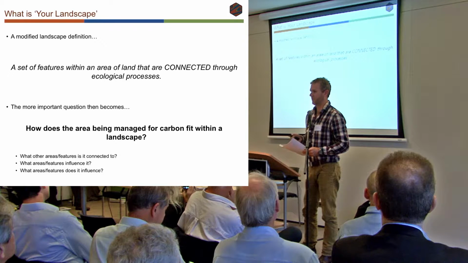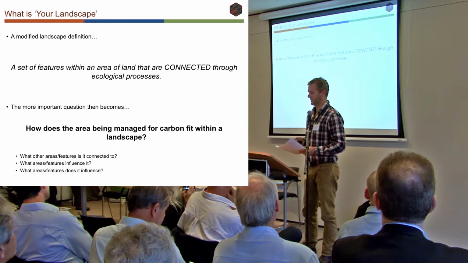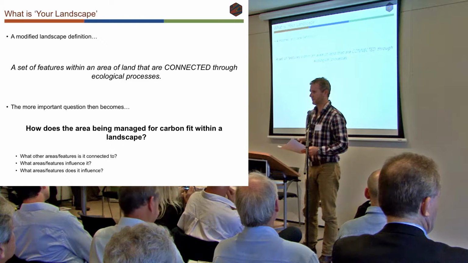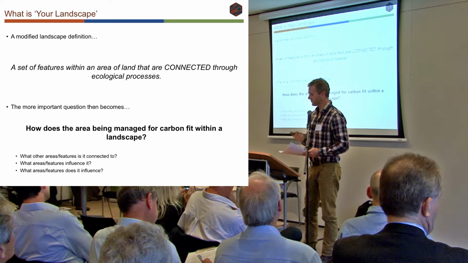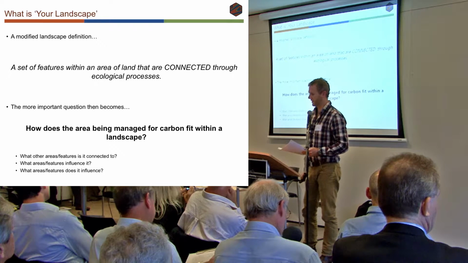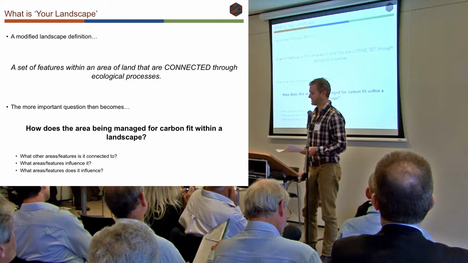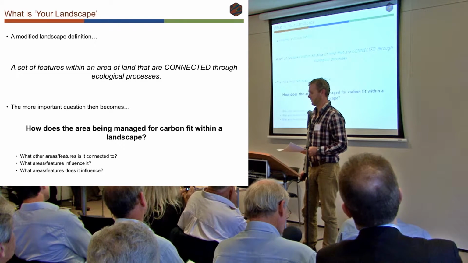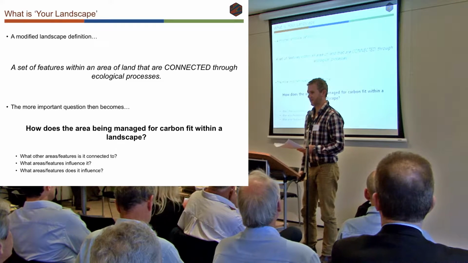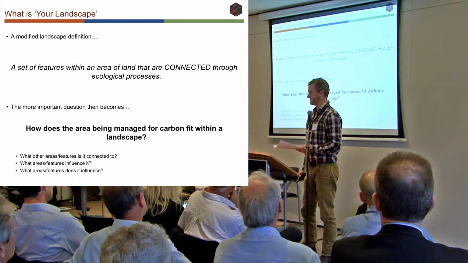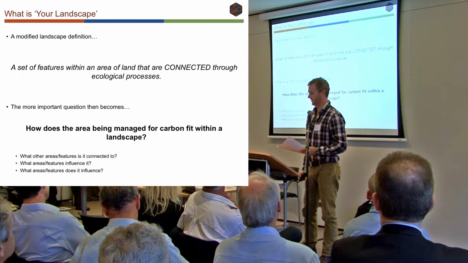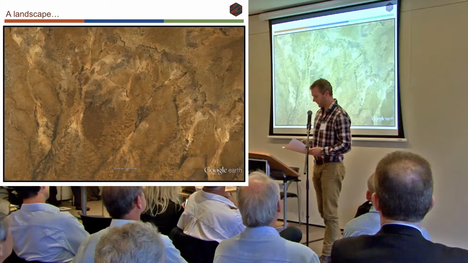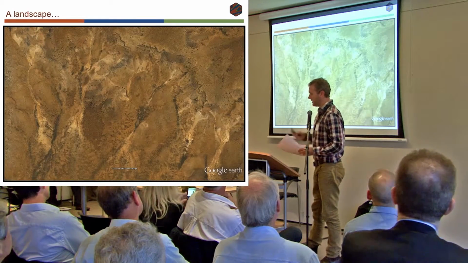So when we're looking at managing landscapes, we're not just looking at managing a static thing, we're looking at how we can manage the connections and those ecological processes to deliver us the results we want with the minimal time and money interventions. So the more important question then becomes, how does the area I'm managing for carbon fit within the landscape? What are the features that it is connected to? What are the areas and features that are influencing the area I'm managing, and what are the areas that it is influencing in turn?